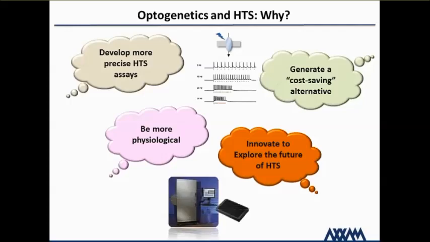In particular, we investigated the possibility of running optogenetic projects in an HTS-compatible fashion using a 384-well plate format and the fluorescence plate imager instrumentation, the FLIPR system.